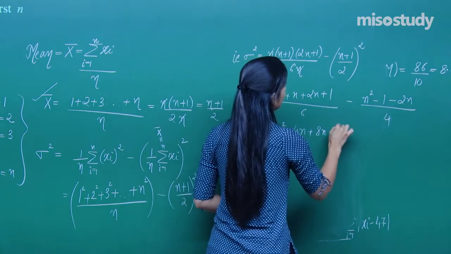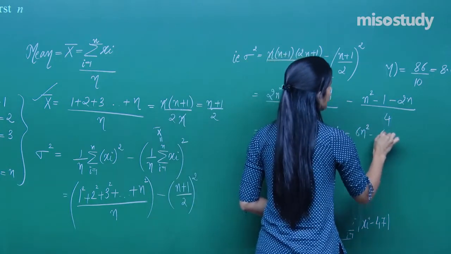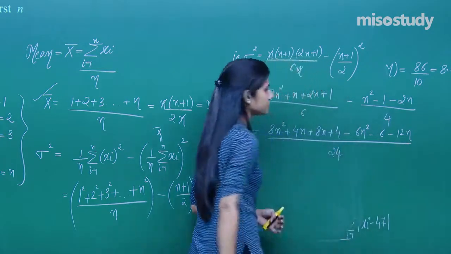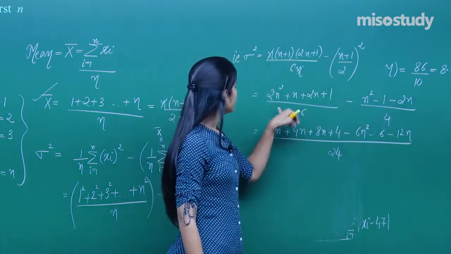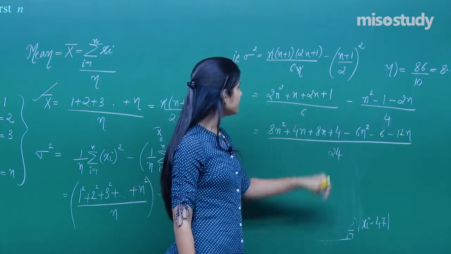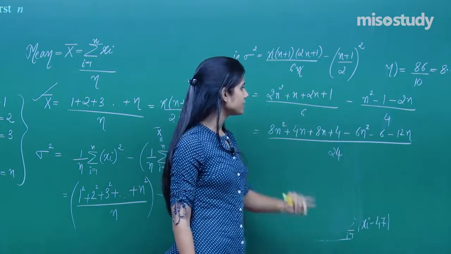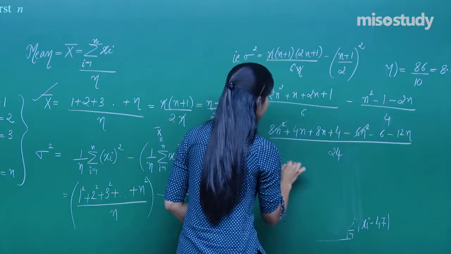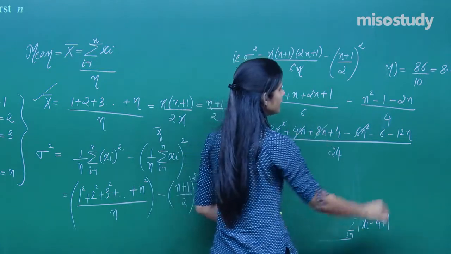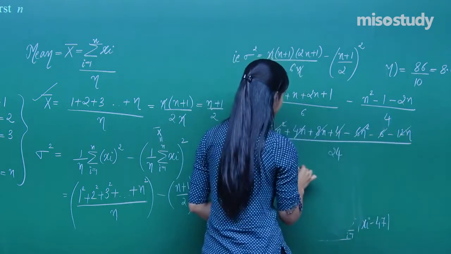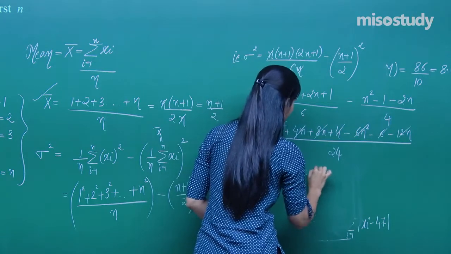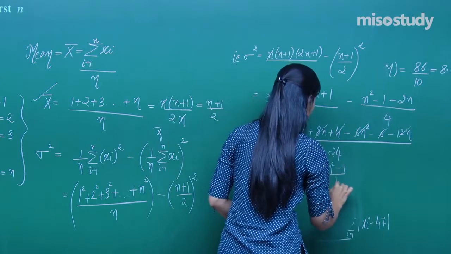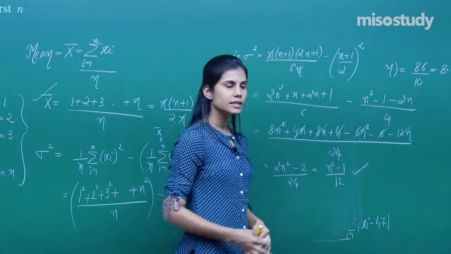plus 8n plus 4 minus 6n square minus 6 minus 12n. Clear? You had 8n square plus 4n plus 8n plus 4 minus 6n square minus 6 minus 12n whole upon 24. 8n square minus 6n square is 2n square, plus 4n plus 8n, 12n minus 12n is 0, 4 minus 6 is minus 2 upon 24. Take out 2 common from numerator and denominator, you will be left with (n square minus 1) by 12. Is it clear?